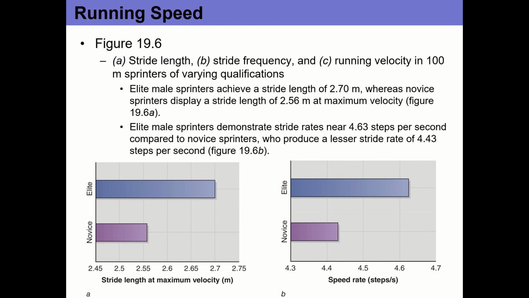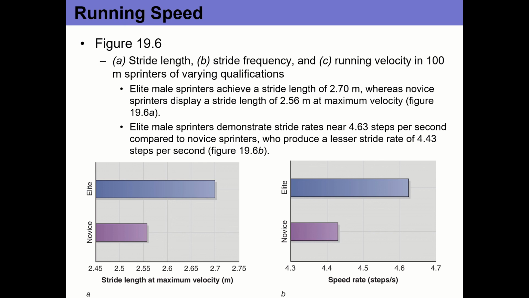So a couple things there. You've got the elite sprinter on top and the non-elite sprinter on the bottom. To no one's great surprise, the elite sprinter has a longer stride length at maximum velocity and a faster stride rate at maximum velocity, because that's why they run faster.